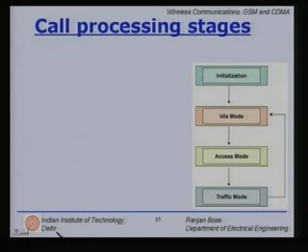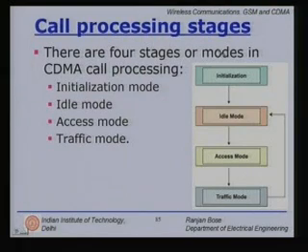So, let us see how it works. There is an initialization and then there is an idle mode. It can go to the access mode. If there is a call initiated, you go to the traffic mode and then go back to the idle mode once the voice communication is over. So, this is the basic state diagram for the call processing at the mobile. There are 4 stages or modes in the CDMA call processing: initialization, idle, access, and finally traffic mode.